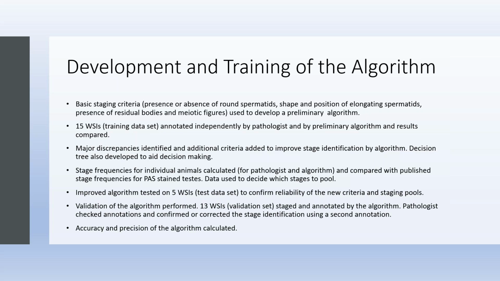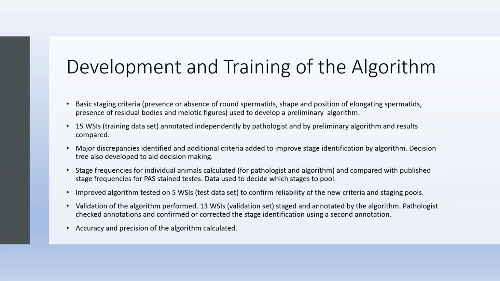We then compared the results and identified where the major discrepancies were occurring, and there were significant discrepancies early in the algorithm development. So to improve that, we added additional criteria, and these involved the relative numbers of spermatogonia and the increasing size of the pachytene spermatocytes. That was used to improve the stage identification, and we also developed a decision tree to aid in the decision making of which tubules went into which stages.